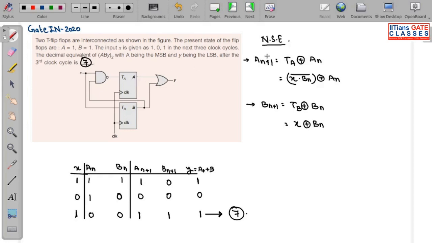Why? Because you can directly write the next state equation, construct the state table and solve it. No need to construct this diagram or logic circuit in your rough notepad. So that is not good actually.